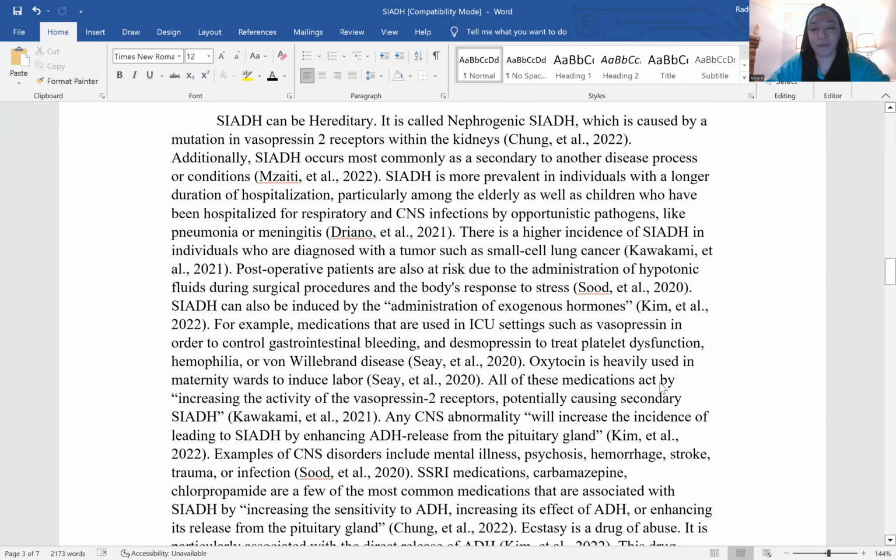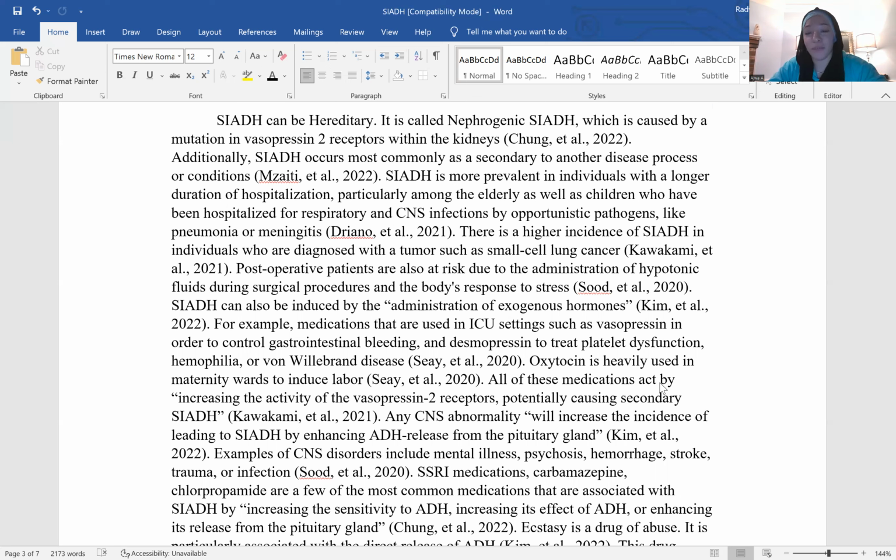For risk factors, SIADH can be hereditary. It's called nephrogenic SIADH, which is caused by a mutation in the vasopressin 2 receptors within the kidneys. Additionally, SIADH occurs most commonly as secondary to another disease process or condition.